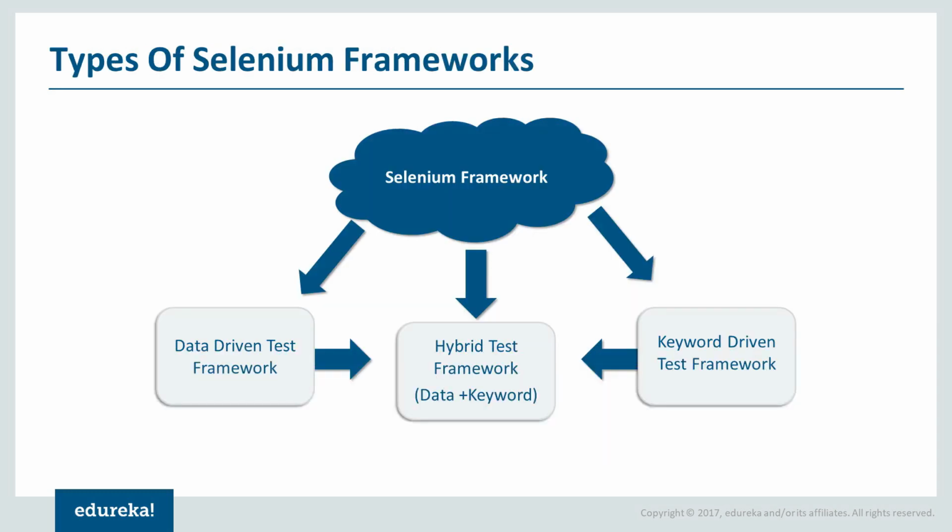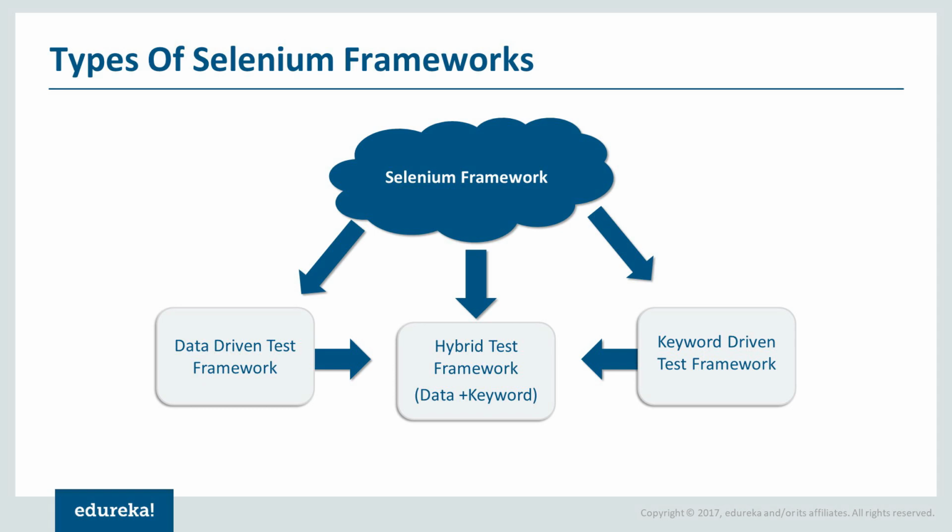So there are multiple types of frameworks available in the market now. The first one is your data driven framework. The second one is your keyword driven framework. The third one is your modular framework, or you can also call it a method driven framework. And a combination of two or more types is called a hybrid framework. So this kind of framework we are going to develop.